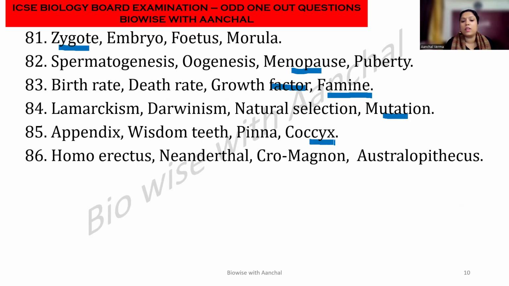Homo erectus, Neanderthal man, Cro-Magnon, and Australopithecus. Here you can say Cro-Magnon because the rest do not have a developed chin. Cro-Magnon had a developed chin.